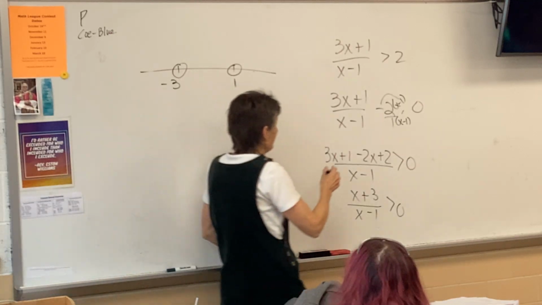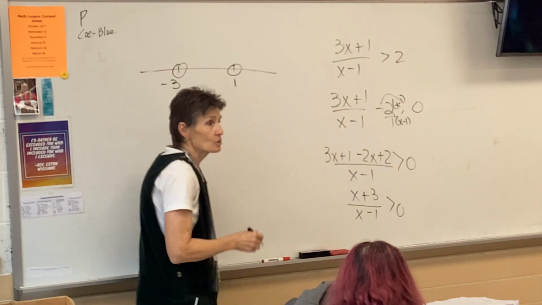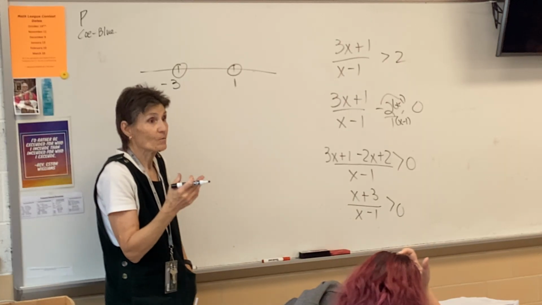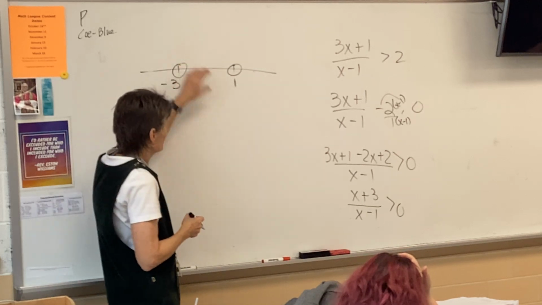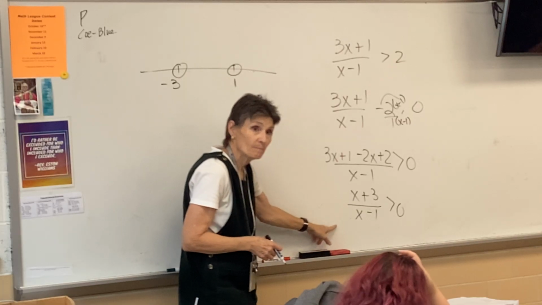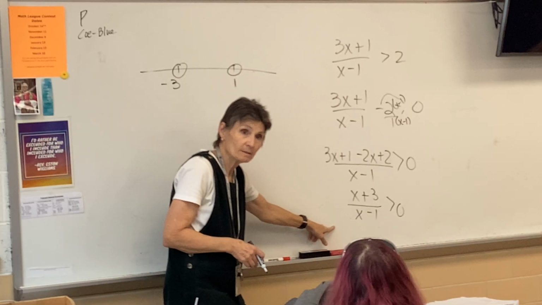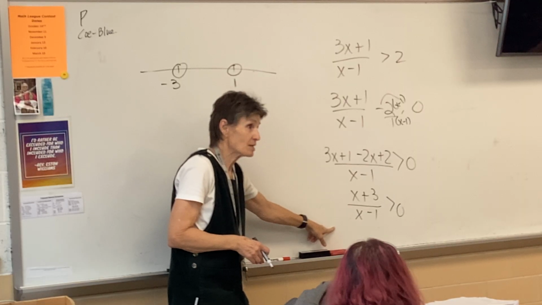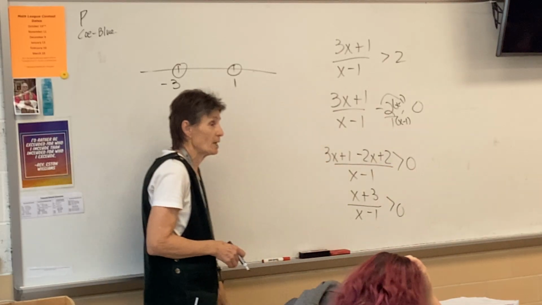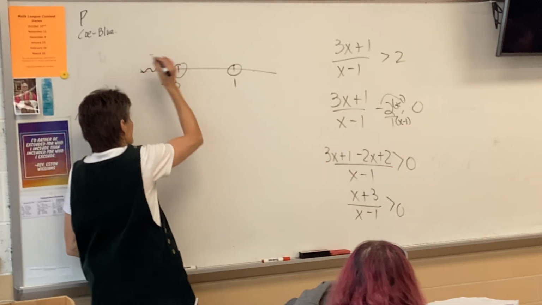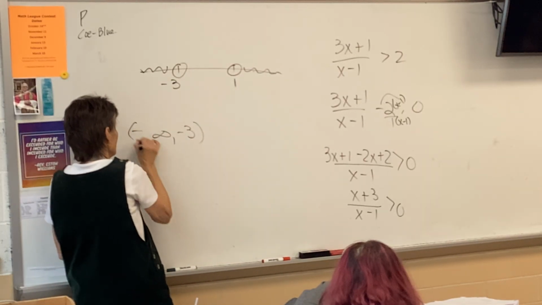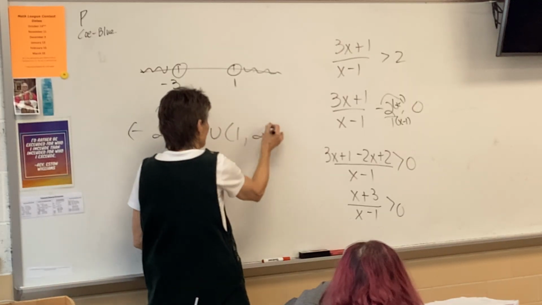The symbol in the problem is just a greater than, so both the dots are going to stay open. Furthermore, there's no negative out here in front. So that means I shade it just the way it's supposed to be. Where is a greater than supposed to be shaded? Outside. So this one's shaded outside. Negative infinity to negative 3, and 1 to infinity.